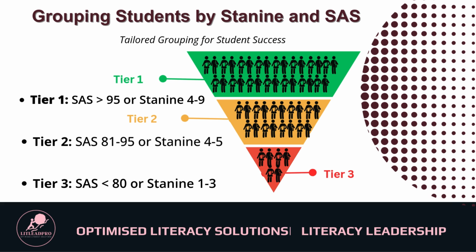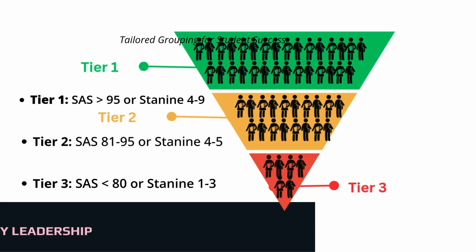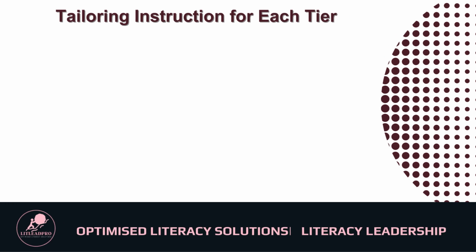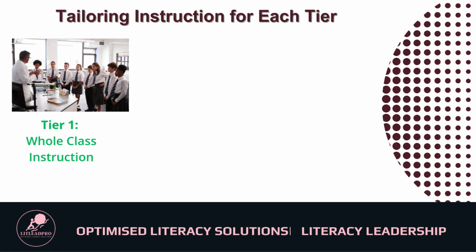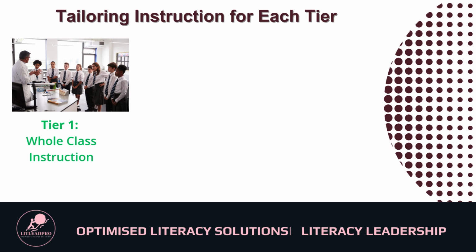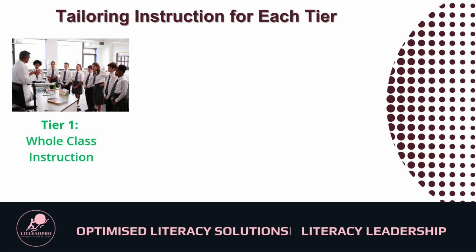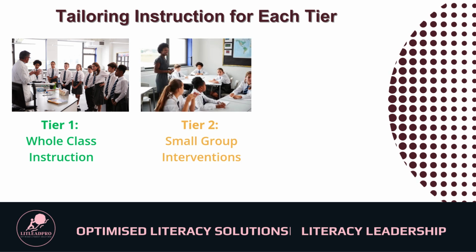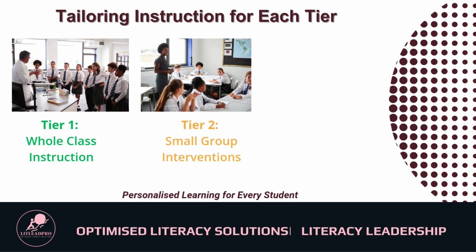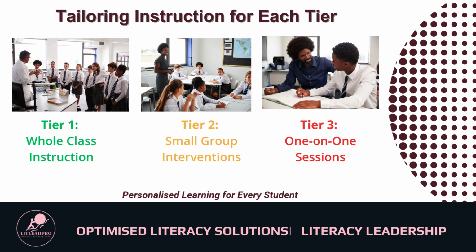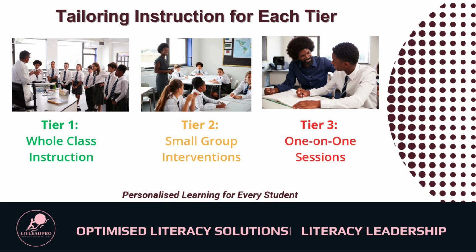Once students are grouped, instruction can be tailored for each tier. Tier 1 involves whole class instruction, where students can work on tasks suited to their level through differentiation. Tier 2 focuses on small group instruction, where specific skills are addressed. And Tier 3 involves intensive, one-on-one teaching for students who need that individual focus. By tailoring the instruction in this way, every student gets the support they need to improve.